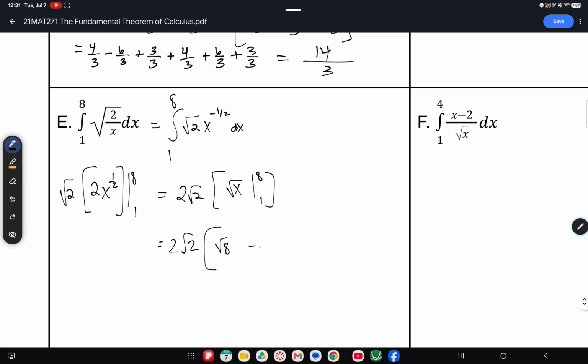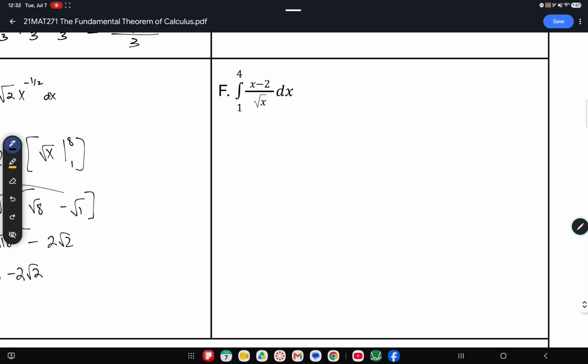So that's going to be the square root of 8 minus the square root of 1, right? And then I can redistribute. So 2 root 2 times root 8 is really 2 times square root of 16. Square root of 16 is 4. 2 times 4 is 8. And then 2 root 2 times negative square root of 1 is just negative 1, right? So minus 2 root 2. And there we have it, 8 minus 2 root 2.